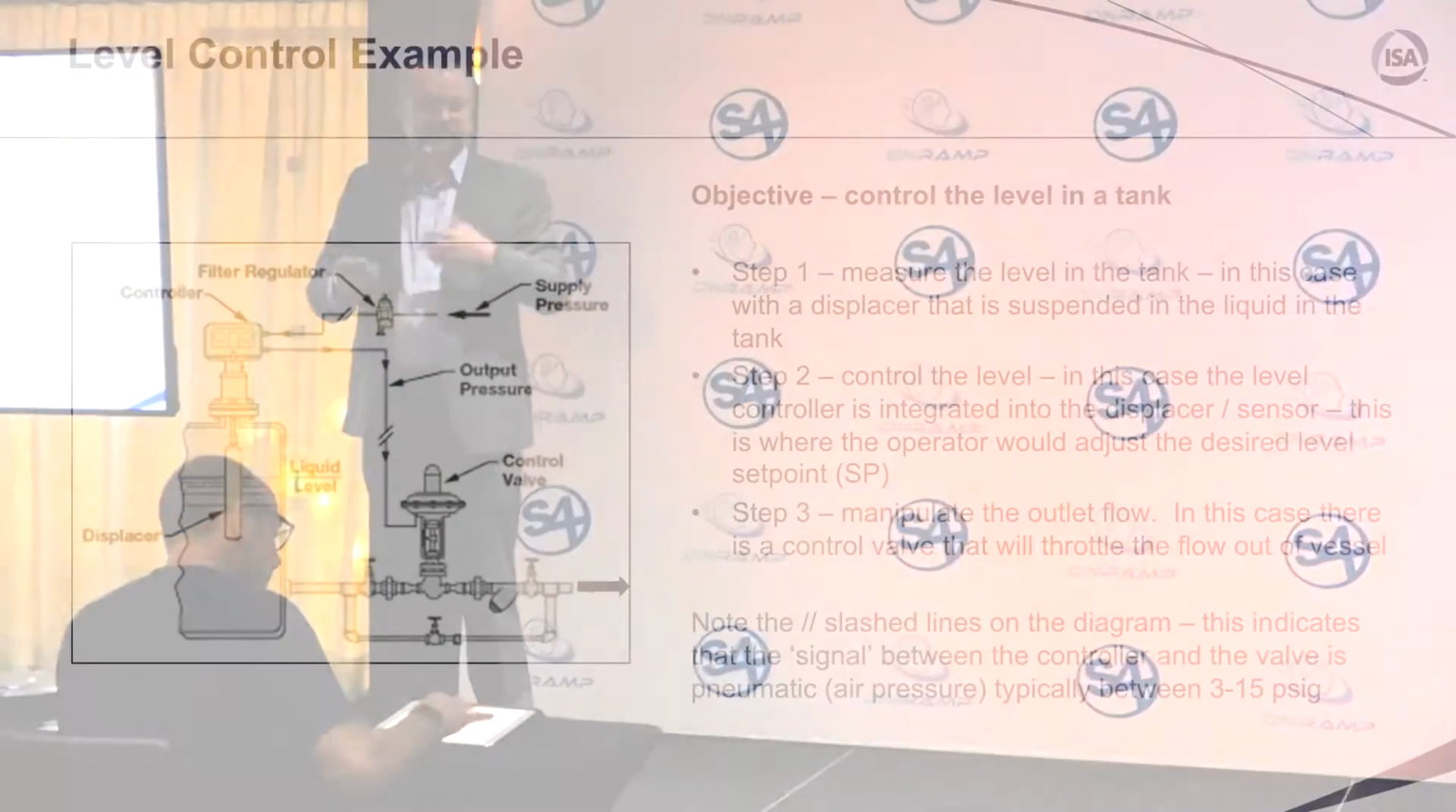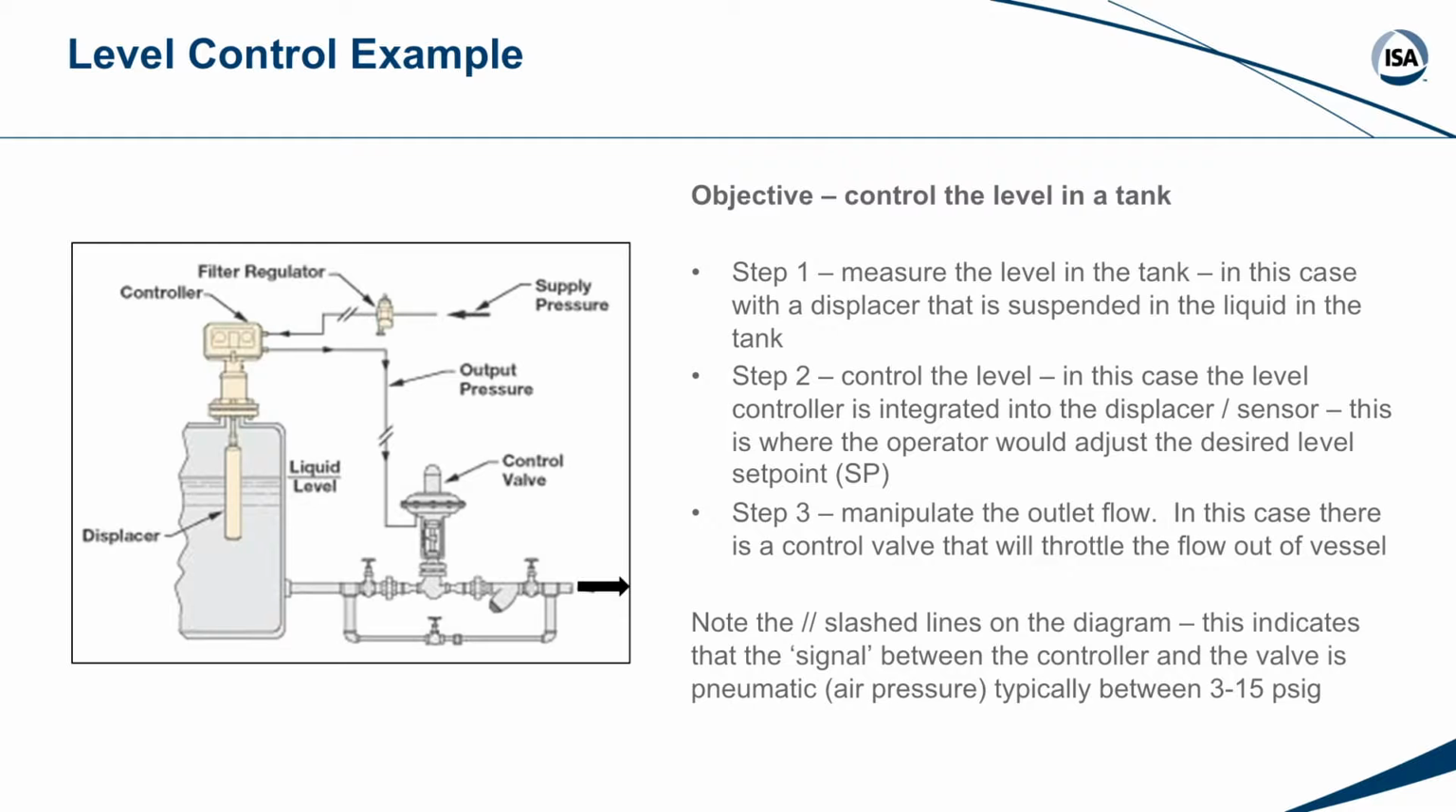So let's talk a little bit about specific terminology inside of the control loop. Go back to my basic sensor, controller, final control element. This is a pictorial diagram of a level control implementation, right? So you have a device inside a tank that's measuring the level inside of the tank, and you have a valve that's manipulating, in this case, the flow out of the tank. Very typical control loop, right?